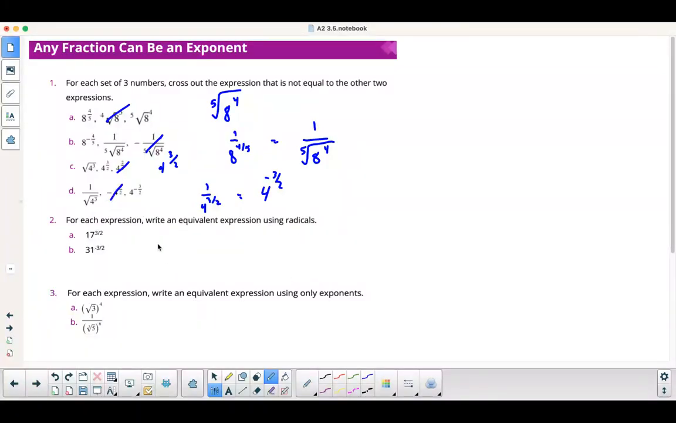All right, using radicals, so 17 to the 3rd power square root. Or you could do the other way. You could say the square root of 17 and then take the whole thing to the 3rd power. Those are going to give you the same number. 31 to the negative 3/2. So let's do it 1 over 31 to the positive 3/2. And then let's get it in radical form. So 31 3rd power square root. So it's 1 over.